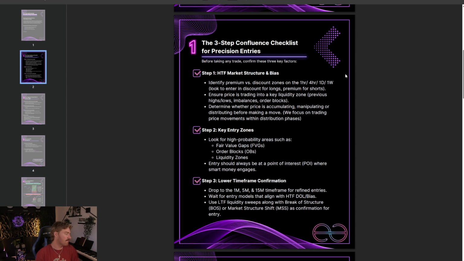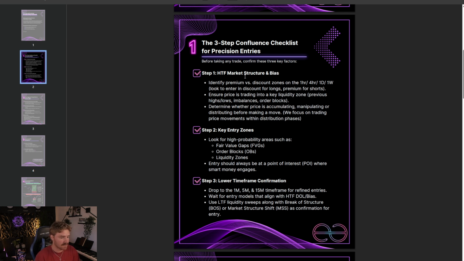So the very first thing that we want to look at is our higher time frame market structure and bias, right? And how do we do that? Well, we go through and we identify, first of all, premium and discount of our range, right? So the top 50% of our range and the bottom 50%. We want to look for our hourly, our 4-hour, our daily, and our weekly fair value gaps or order blocks. I tend to look at fair value gaps more than I do order blocks in my trading, but you can look at both of them.